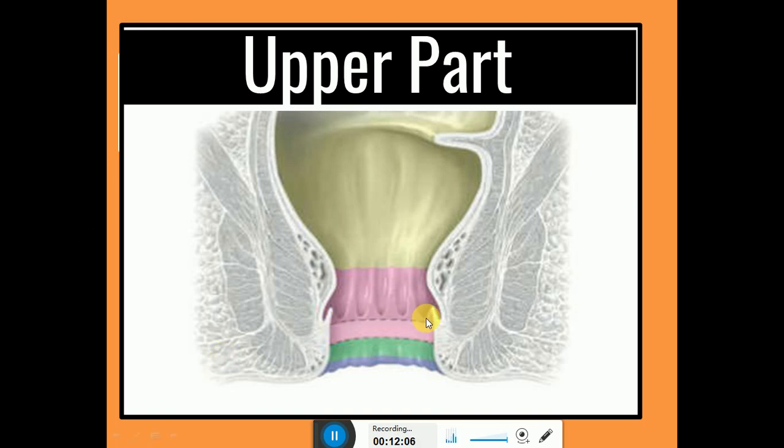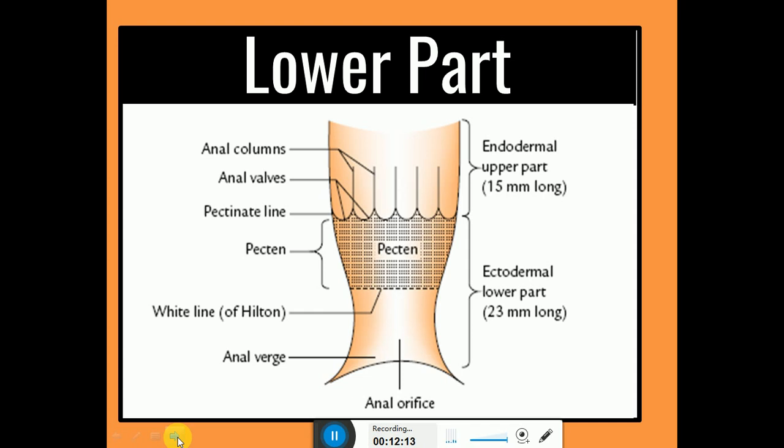This one is the pectinate line, which is also called dentate line. Now here more clearly you can see, this is the upper part. Here we have pectinate line. These longitudinal folds are called anal columns. These crescentic folds are called anal valves. And this originates from endoderm, and the length is 15 mm.